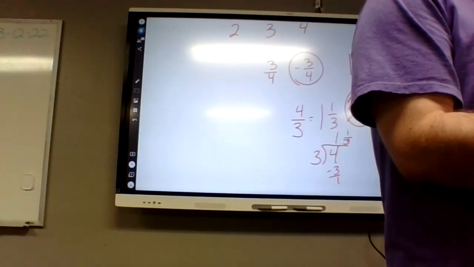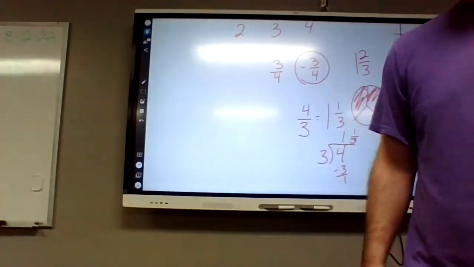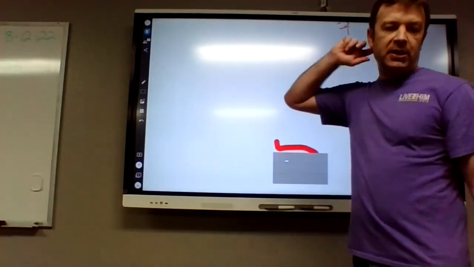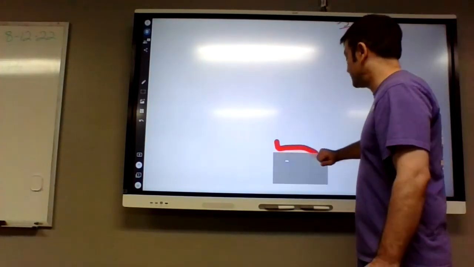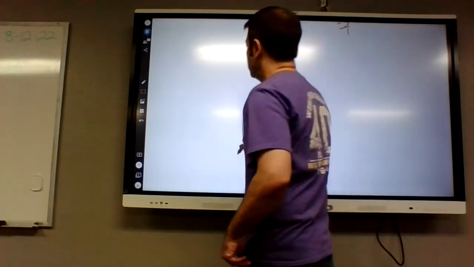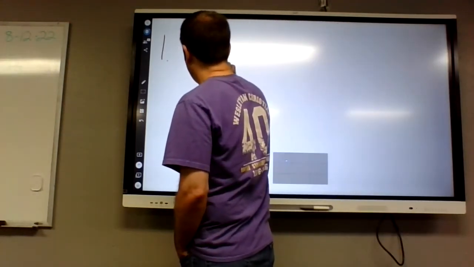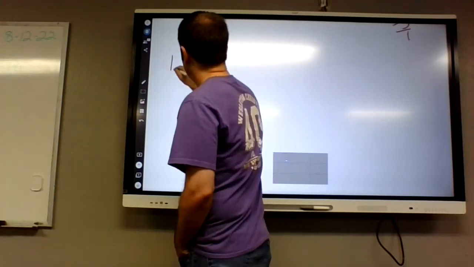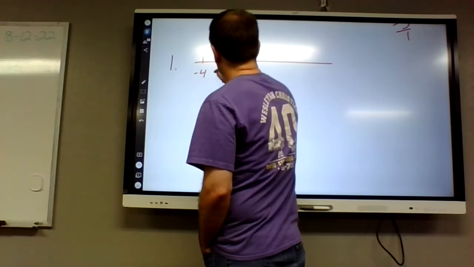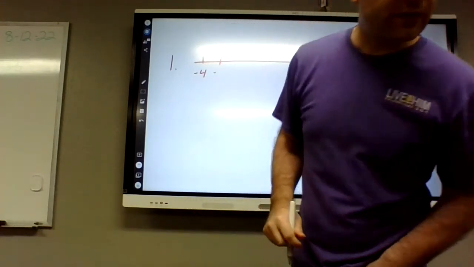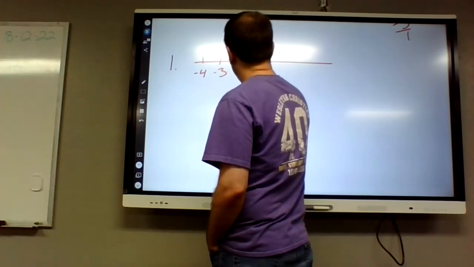So on number 1, it says graph each point on a horizontal number line. Okay, A is 4 and B is -3. So that means my number line needs to go from -3 to 4.